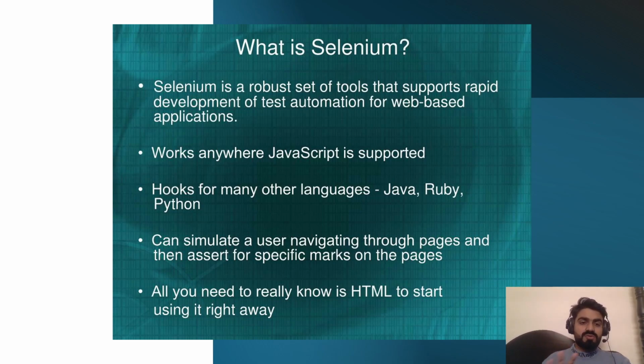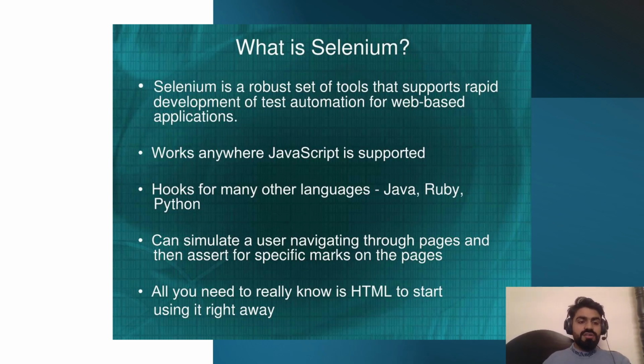Also, Selenium supports a lot of languages, right? We have Java, Ruby, Python, JavaScript. It supports a lot of languages. Also, it simulates the same manual behavior. Whatever activities you do manually while interacting with web applications, it replicates everything. That's why we use this for automation testing.